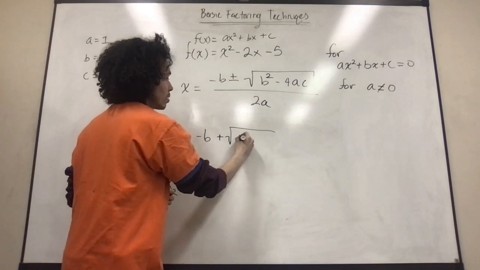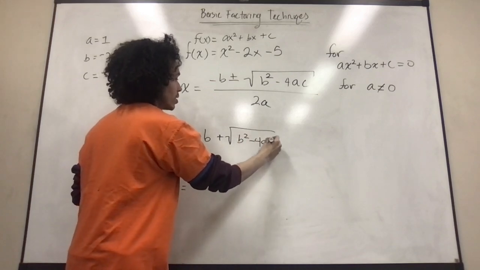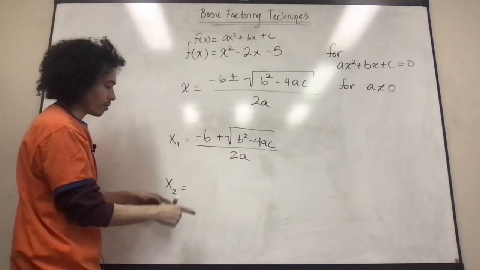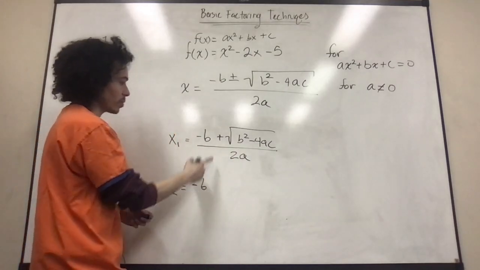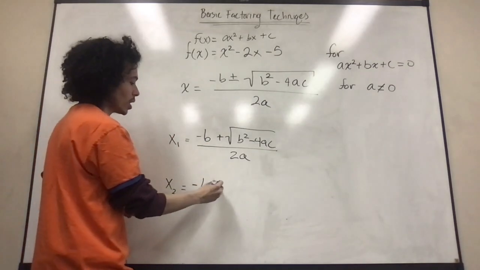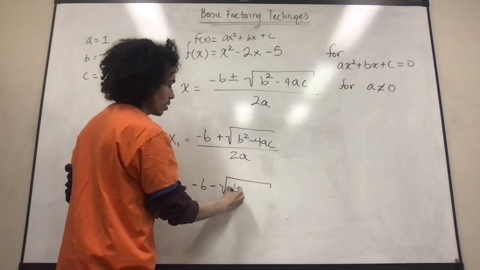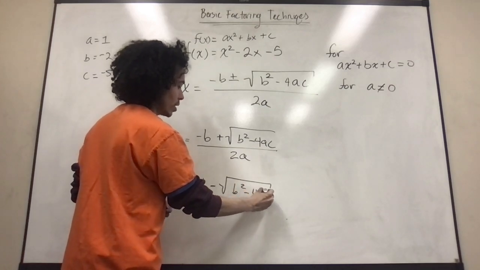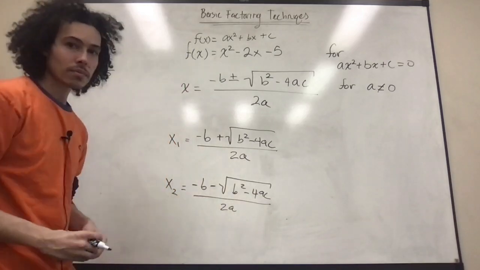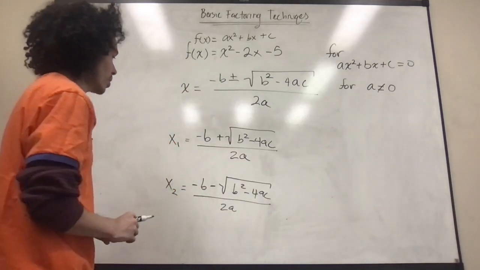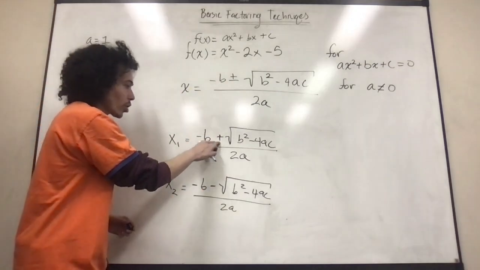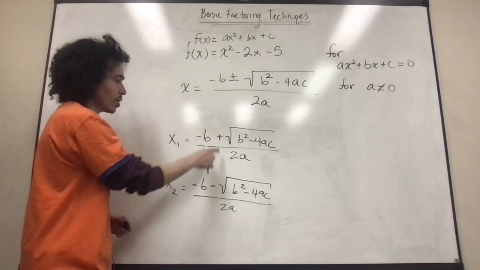b squared minus 4ac, and then 2a. And for this one, I'm going to write the same thing, except because I chose the other one to be positive, I'm going to make this one negative. b squared minus 4ac, 2a. All right, it's clear. We just wrote the same thing twice, and we've determined which one's going to be positive and which one's going to be negative.